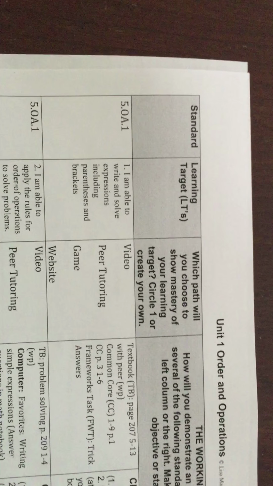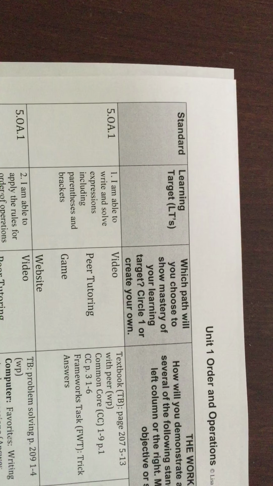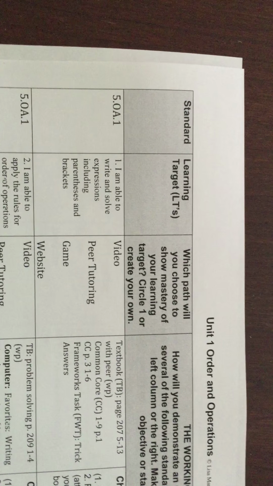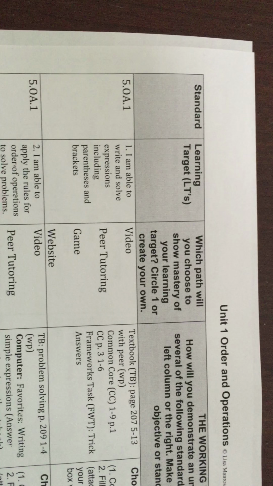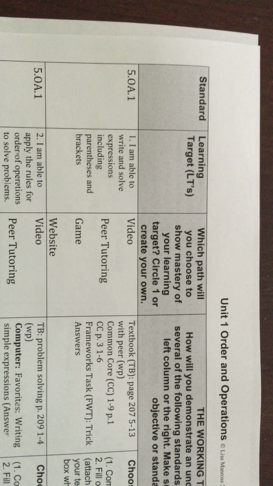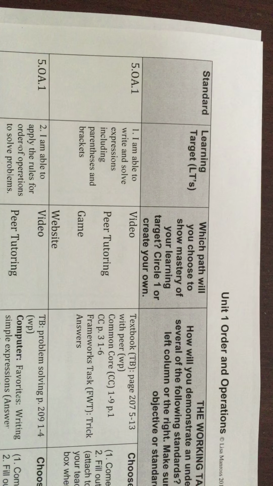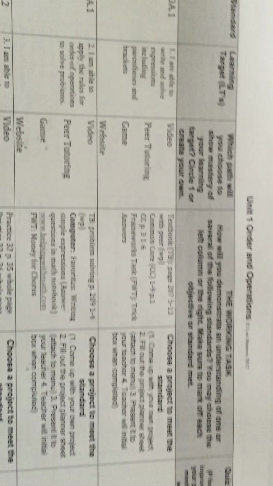And so I created this unit map, and this is the map that I would give all of my students. On this map, it has the standard, it has a learning target, and the learning target is based off of the standard, but it's in student-friendly terms. Which path you will choose: video, peer tutoring, game, or website. These are the four that I chose. You need to make it your own and decide which you would choose for your students. The peer tutoring, the game, and the website had to be cleared by me.